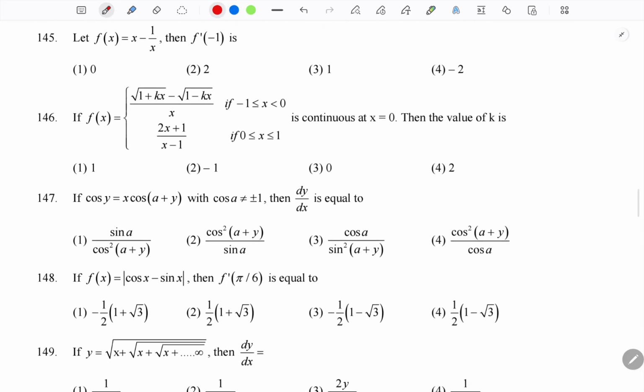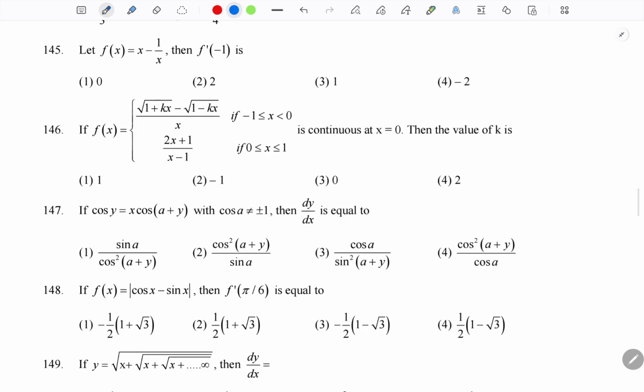Next one. Let f of x equal to the given. They're asking for the derivative here. First do the differentiation. f dash of x is equal to the derivative of x, which is 1, plus the derivative of 1 by x, which is minus 1 by x square. Minus of minus is plus, so plus 1 by x square.